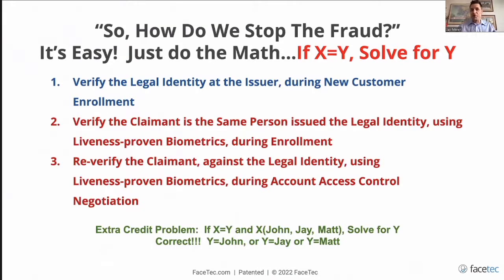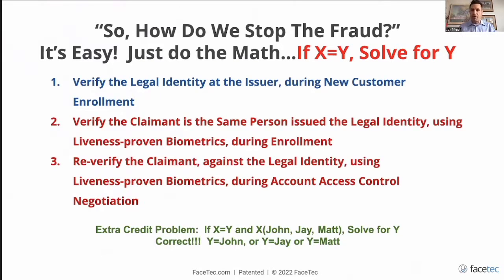And the only way you can really do that is using biometrics. You have to re-verify the claimant against the legal identity using liveness-proven biometrics during account access control. So that ensures that this is the same person that you enrolled, that you trust is the same person that's represented by the legal identity. Well, guess which components we aren't doing, right? Might be in red. Number 2 and number 3, we're really not doing that, okay?